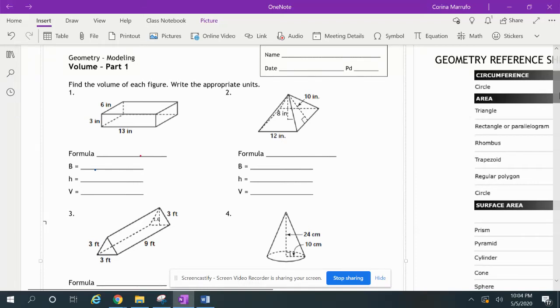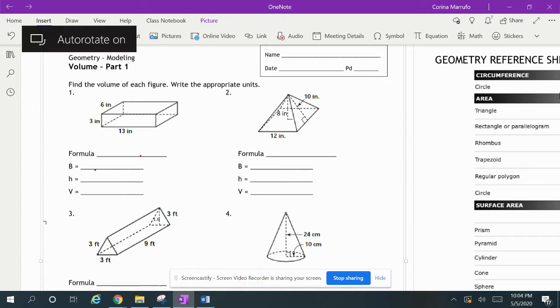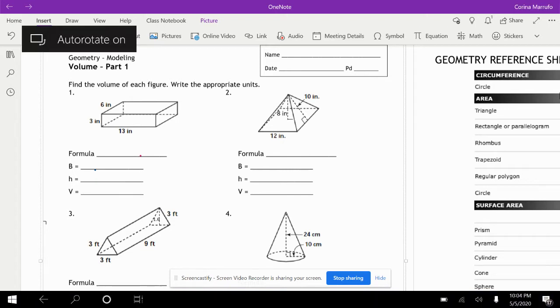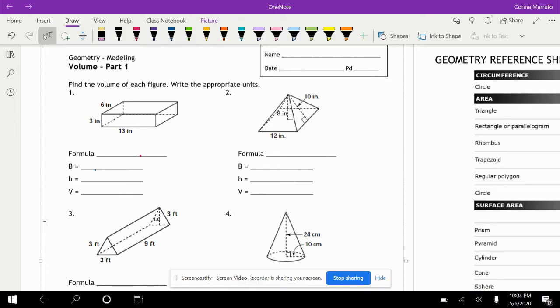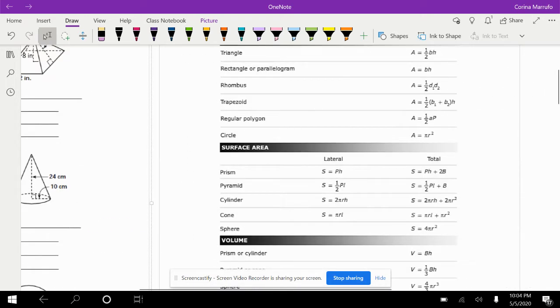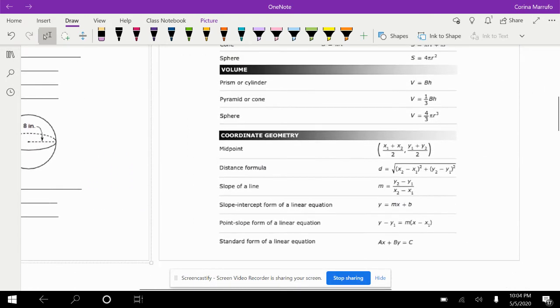All right, so the next topic that we're going to be covering is volume. And so for volume, if we look here to the side, I have included the formula chart. And so we are using these three formulas. If you have a prism or a cylinder, you're going to use the same formula. It's volume equals big B times little h. And big B stands for the area of the base, just like it did in surface area.